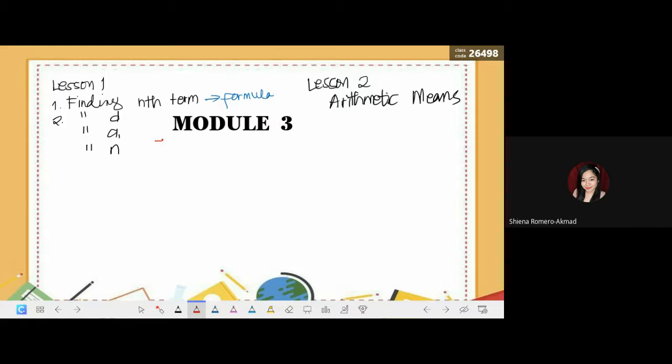Kunwari ang sequence ko ay negative 10, 1, 12, 23, 34, and so on. Okay? So this is my sequence. What we need to do is we will look for the formula or the answer. Now, para magawa natin yon, we need to use yung general term of an arithmetic sequence. And that is a sub n equals a sub 1 plus n minus 1 d. Okay? N minus 1 d.